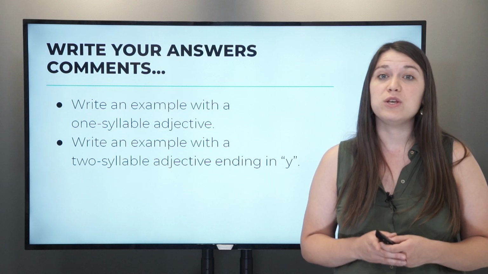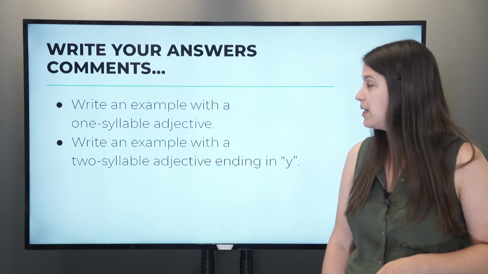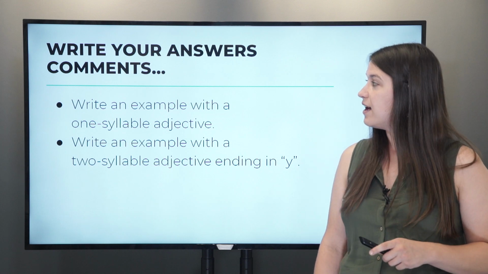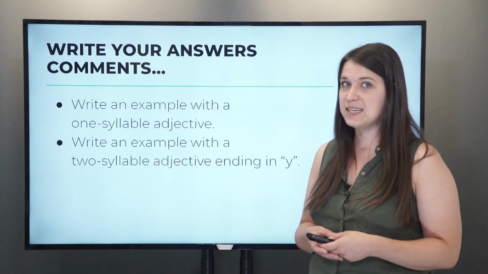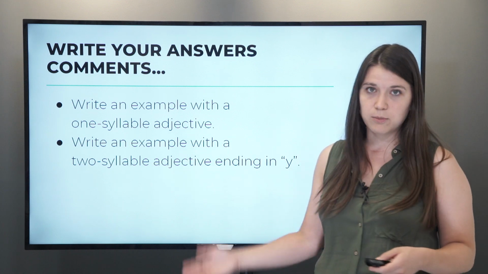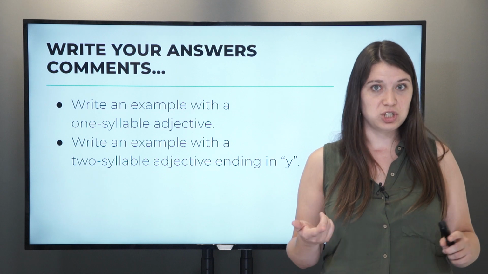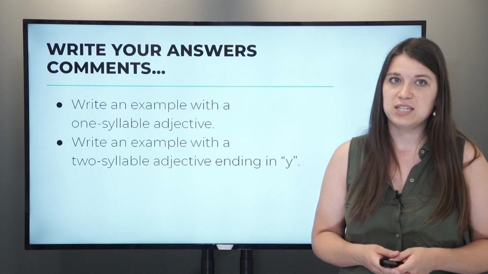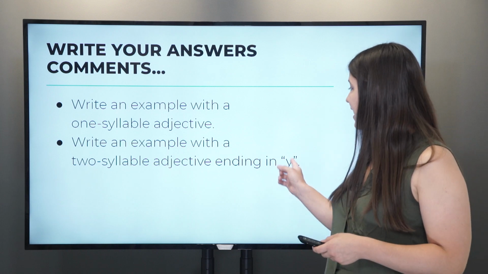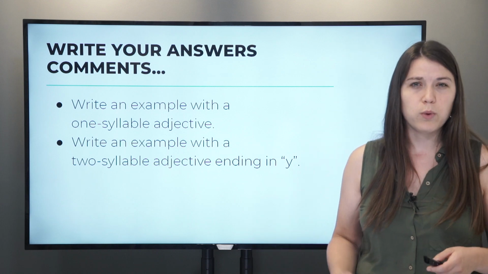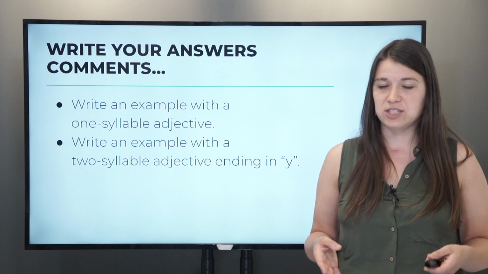Okay, so now I want you to practice in the comments, all right? I have two challenges for you. I want you to write a sentence with a one-syllable adjective, okay? So how do we change these one-syllable adjectives? And write a sentence with a two-syllable adjective ending in Y, okay? So what do we do with the two-syllable adjective that ends in Y?